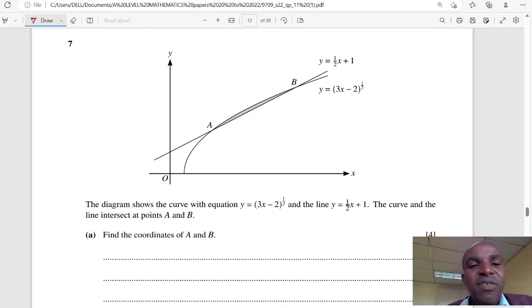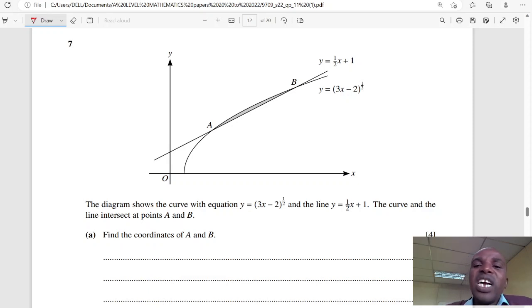Next, question number 7. The diagram shows the curve with the equation y is equal to 3x minus 2 to the power half, and the line y is equal to half x plus 1. The curve and the line intersect at the points A and B. Then find the coordinates of A and B. How do you find them? You just solve the equations as simultaneous equations.